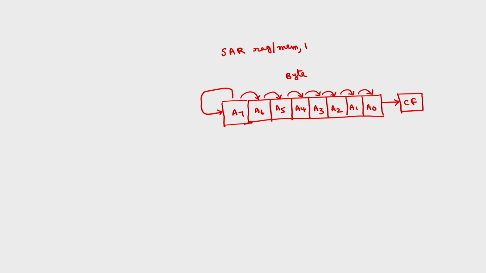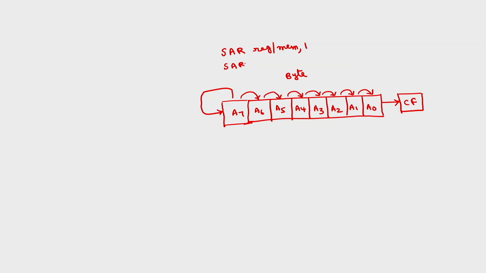Instead of inserting the zeros as in shift left operation, here the contents of A7, the MSB bit, will be moved to the MSB bit. So simply the MSB bit will be copied. This MSB bit will be this bit as well as this bit. This is the main difference between shift left operation and shift right operation for single bit position. Similarly for multiple bit positions, we have SAR register slash memory CL. In all these shift operations and rotate instructions, CL by default stores the number of bits to be shifted or rotated.